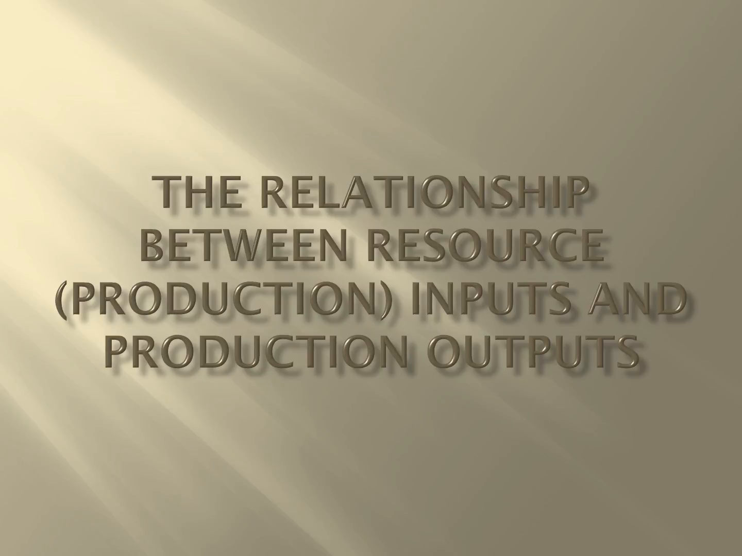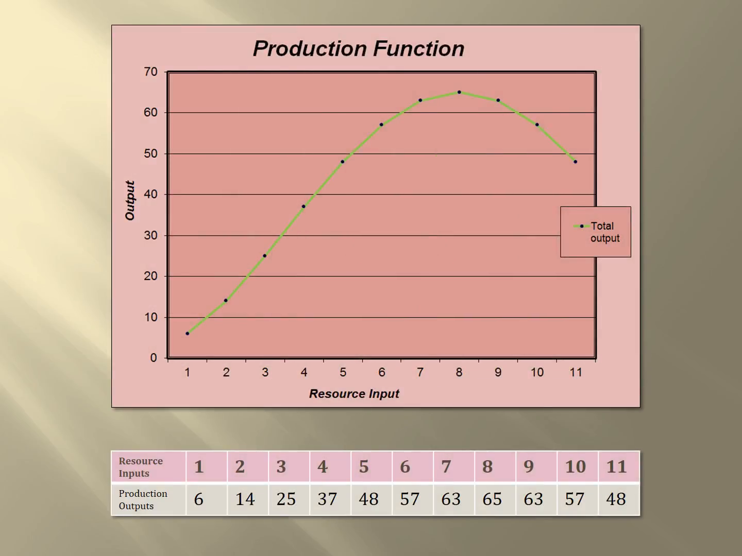The relationship between resource inputs and production outputs. Our production function shows us the relationships between resource inputs and the quantity of outputs that we receive. Intuitively, we do understand that as we add additional inputs, the output that we receive also increases. However, also important, the production function does show us that there are limits to this, that at some point, as we add additional inputs, the quantity of output that we receive may actually decline.